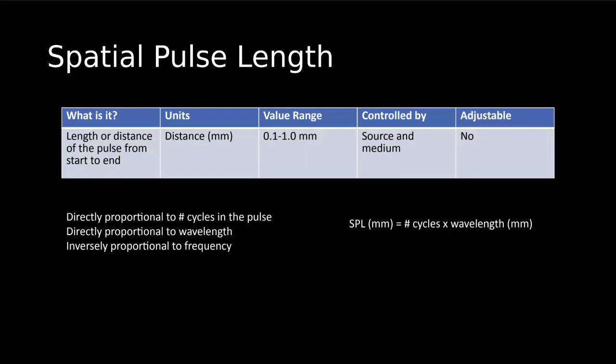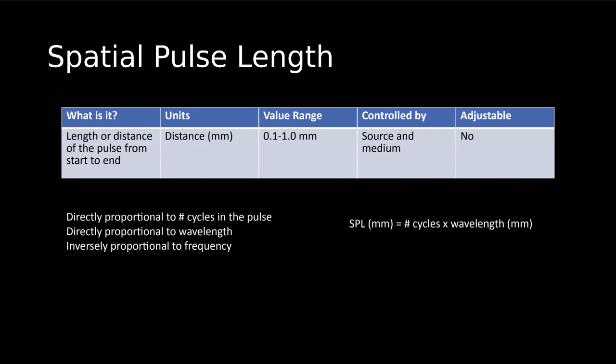Now, the SPL is going to be directly proportional to the number of cycles in the pulse. So, of course, the more cycles we have in that collection for that pulse, the longer it's going to be. It's also going to be directly proportional to wavelength. So, if we have a greater wavelength, of course, that's going to make our spatial pulse length longer, and it's going to be inversely proportional to frequency. So, the longer the wavelength of each cycle, the lower our frequency is going to be, okay?